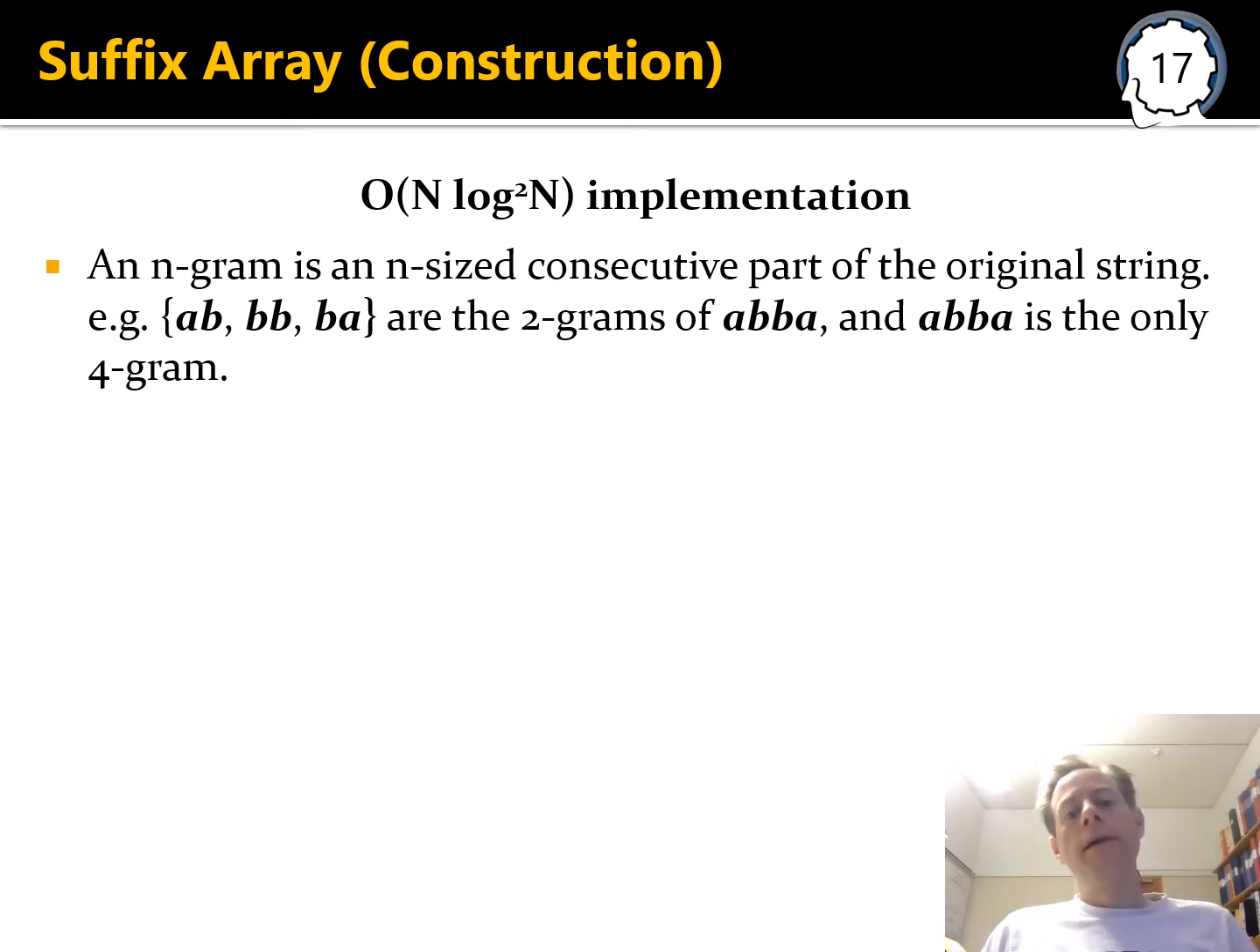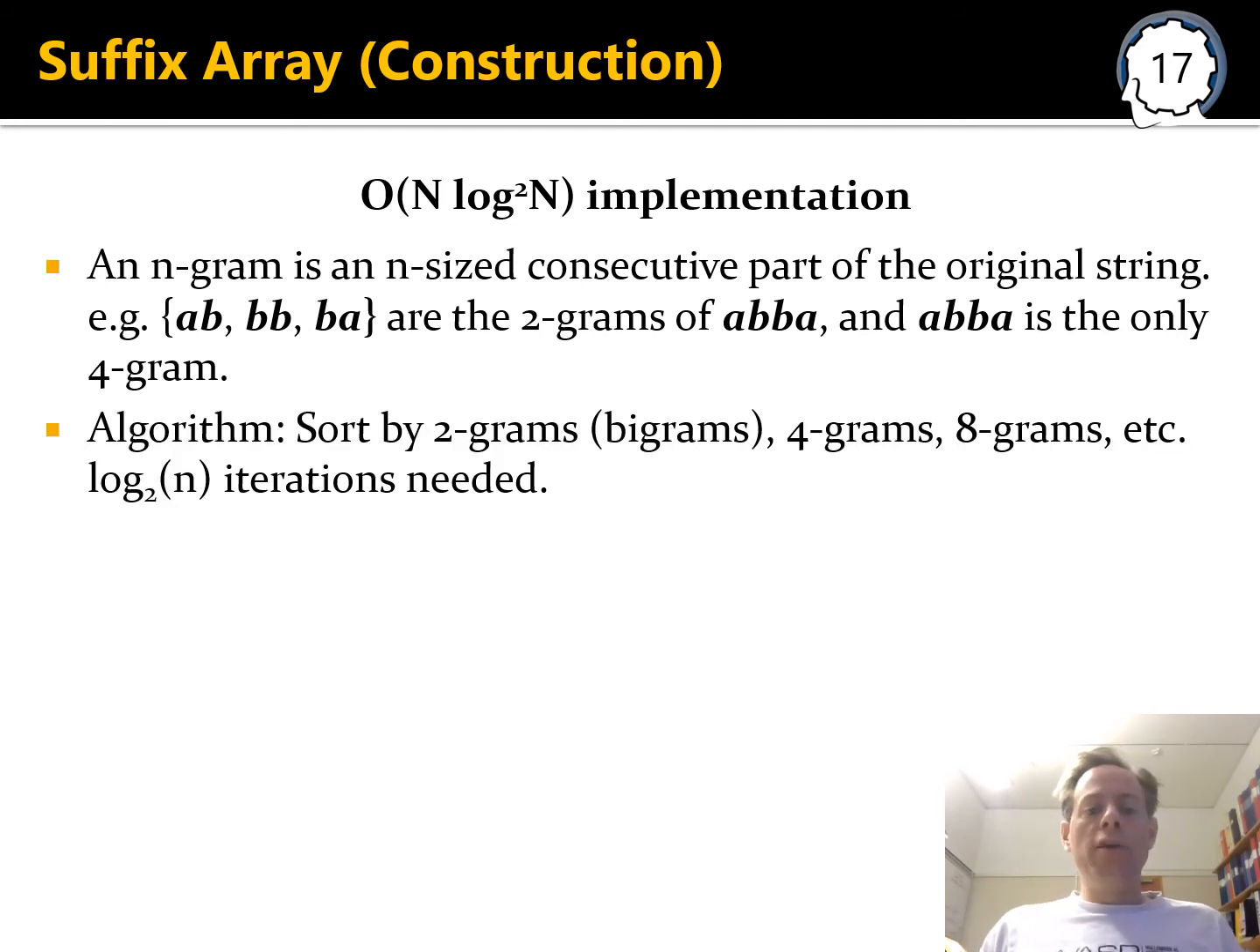We can, for example, push in the log factor by, instead of considering the full strings, splitting up the strings in n-grams. And an n-gram is an n-sized consecutive part of the original string. So examples of 2-grams of the string ABBA would be AB, BB, and BA. So basically all the consecutive 2 letters in that word. And for ABBA, the only 4-gram is ABBA itself.